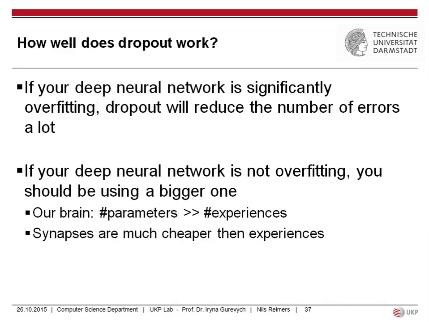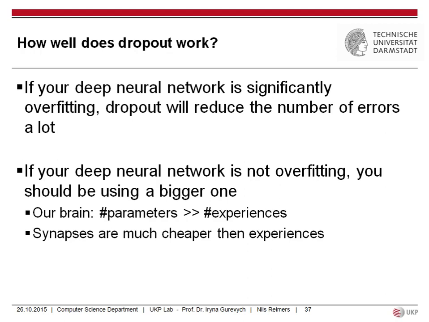The recommendation by Hinton in his lecture was: if your deep neural network is significantly overfitting, dropout will reduce the number of errors a lot. So if you fail due to overfitting, try a dropout layer. He also recommends that if your deep neural network is not overfitting, you should use a bigger one. So add more hidden layers, and even more hidden layers, until it overfits. And then you can add a dropout.